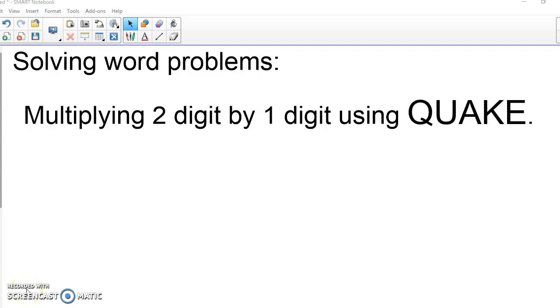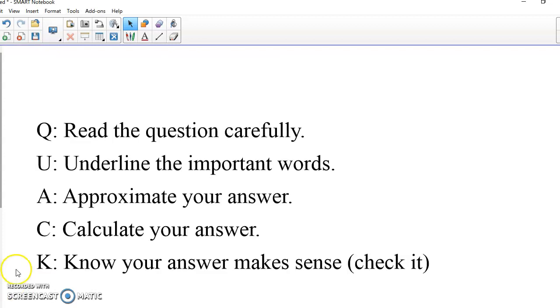Hello children, this morning we are going to be solving word problems and we are multiplying 2 digits by 1 digit using QUAKE. QUAKE stands for: read the question carefully, underline the important words, approximate your answer, calculate your answer, know your answer makes sense, which is to check the answer.